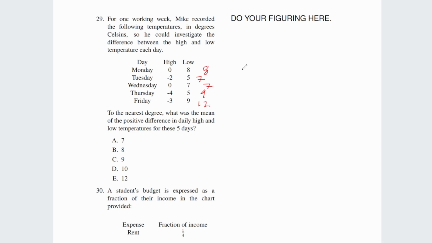So what we need to do here is find the mean of these. And what I'm going to do is punch them into my calculator. 8 plus 7 plus 7 plus 9 plus 12, and divide it by 5 days, which is 8.6. And to the nearest degree, that is 9 degrees. The nearest degree is 9.